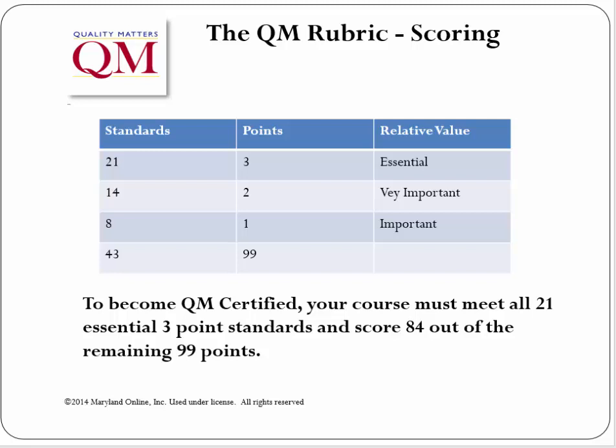And then after you score on your 21 3-point standards, you must score 84 out of the remaining 99 points on your 2 and 1-point standards. And if your score is 84 or above, then you become QM certified.